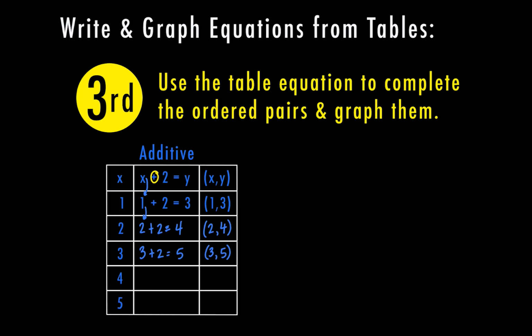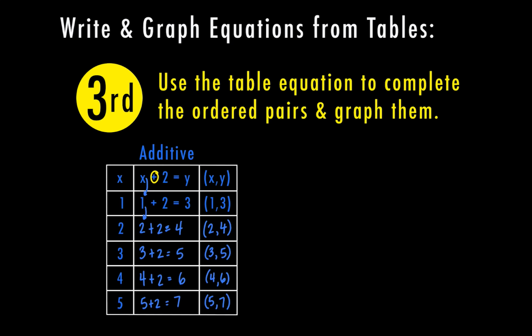So the next one I have a 4, so I'm going to plug in a 4 for x, and 4 plus 2 equals 6. So my next ordered pair is 4, 6. And my last one is 5 plus 2. 5 plus 2 is 7. So my ordered pair is 5, 7.